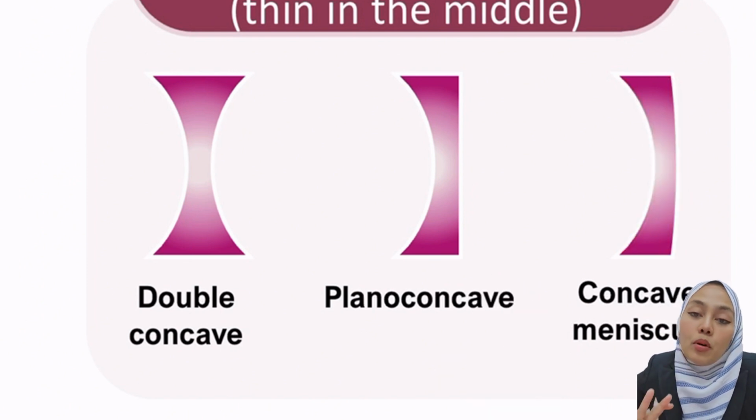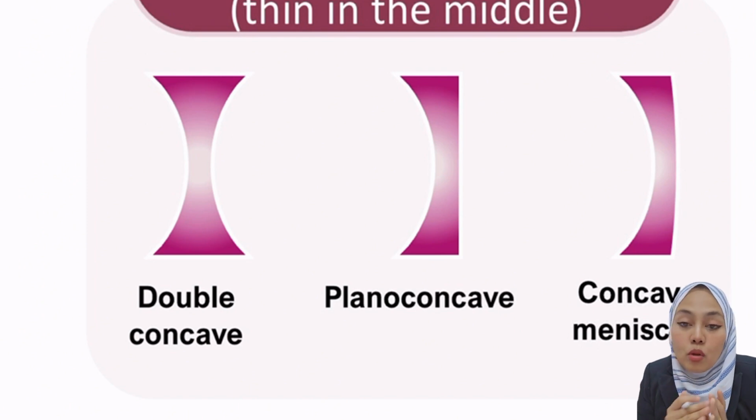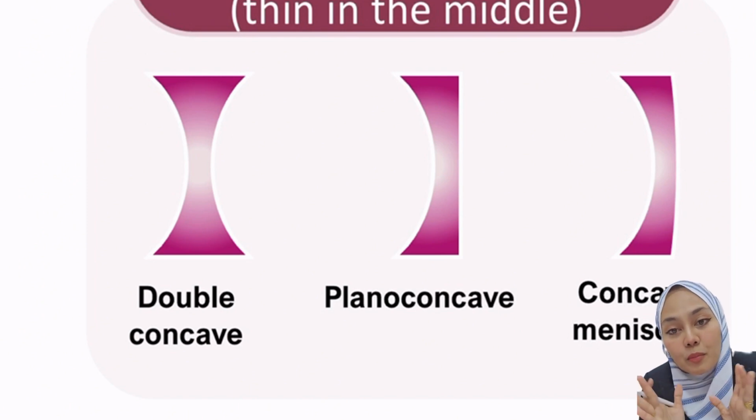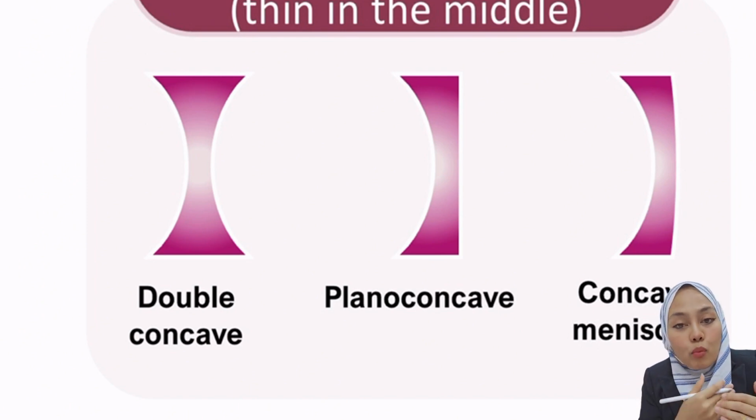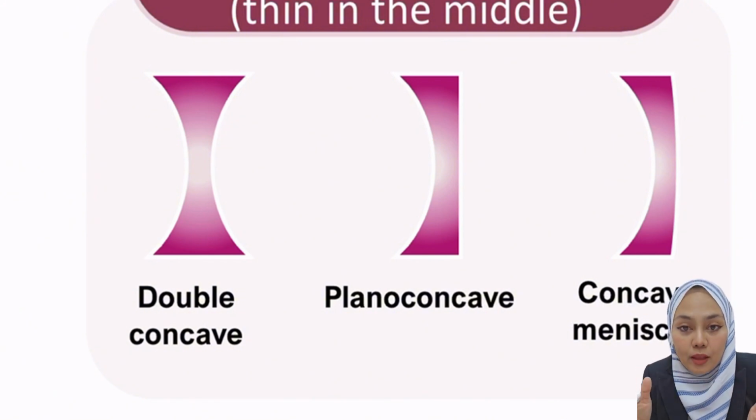Now this is really important. The reason is that there are normally questions that don't give us a picture of the lens. When they give us the name of the lens without the picture, it is really important for us to know this so that we can imagine what type of lens we need to sketch.